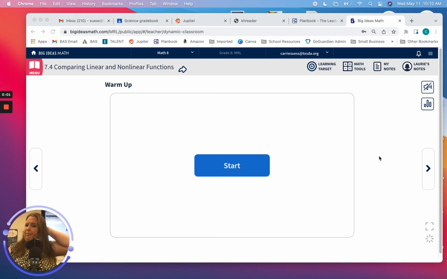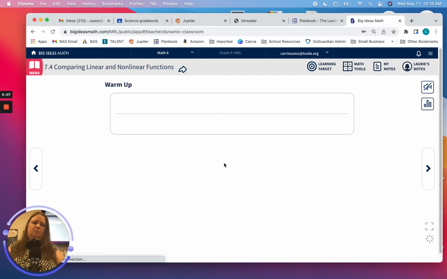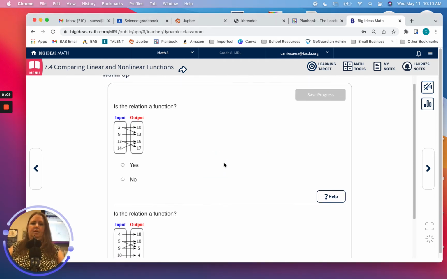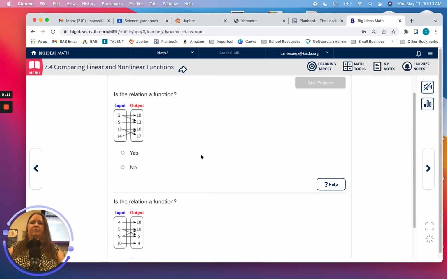8th grade, 7.4, comparing linear and nonlinear functions. Okay, you need to do your 2 warm-ups. Can you check it? I can look at them. So you're telling me whether a relation's a function. What is the rule you're looking for?